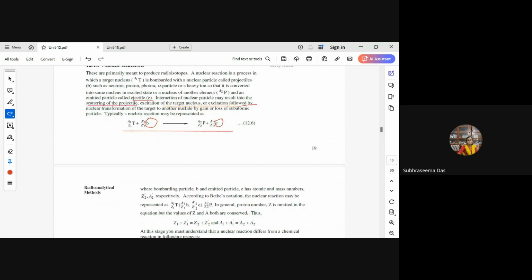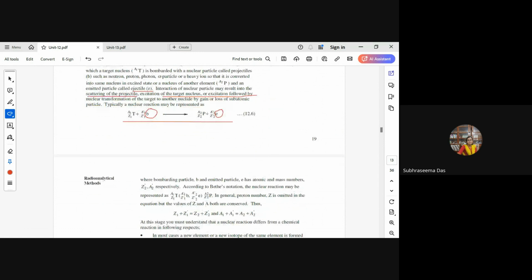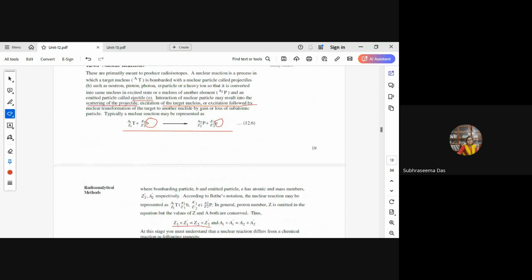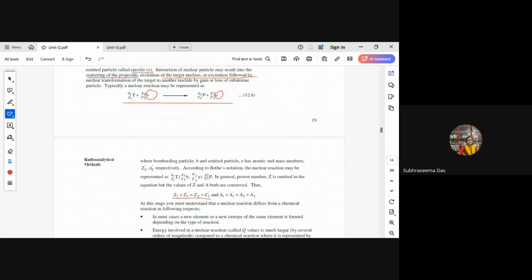Now in general, if we look into the equation shown for the writing of a nuclear reaction, one basic fundamental law that needs to be considered is the conservation of both A and Z on the reactant side and on the product side. This implies that in equation 12.6, Z1 plus Z1 dash should always be equal to Z2 plus Z2 dash. That is, the proton number should be conserved. Similarly, A1 plus A1 dash should be equal to A2 plus A2 dash. That is, the mass number should also be conserved.